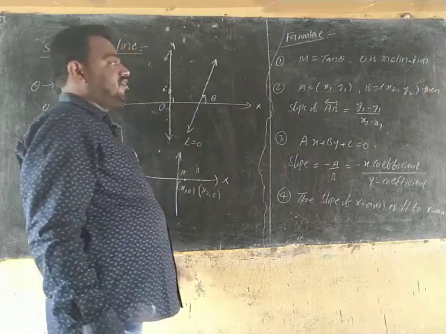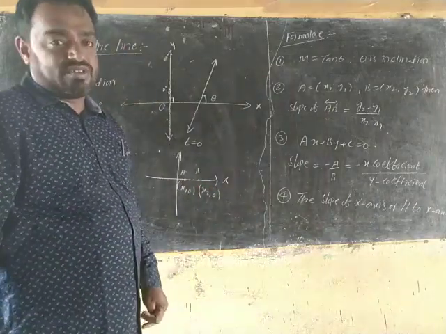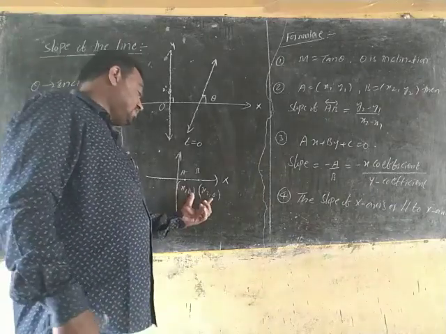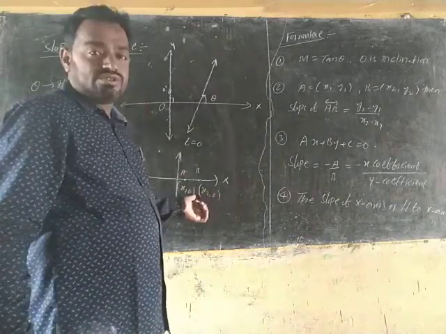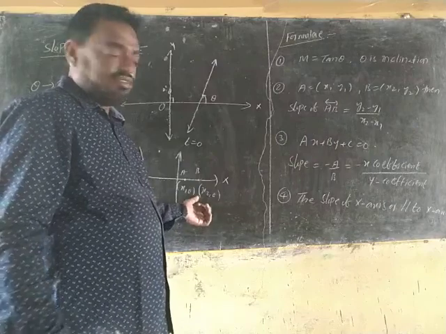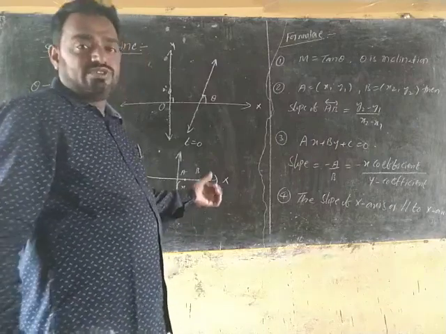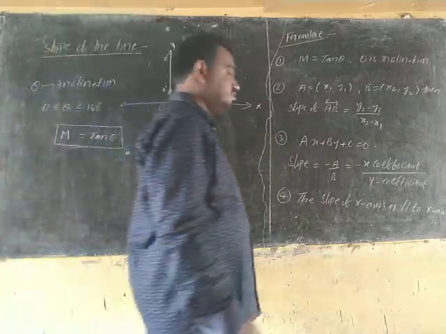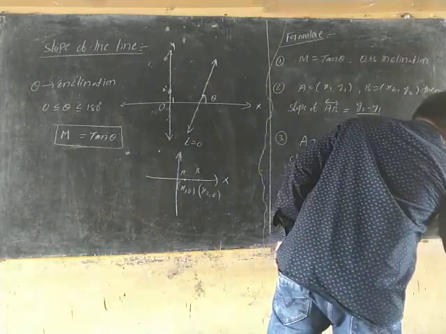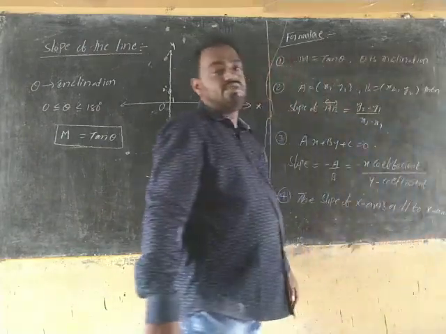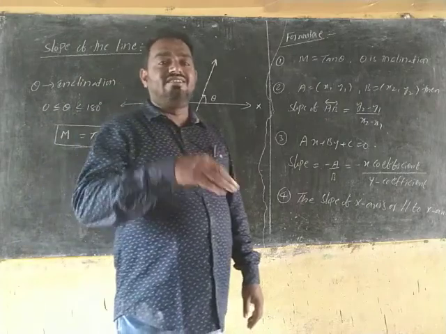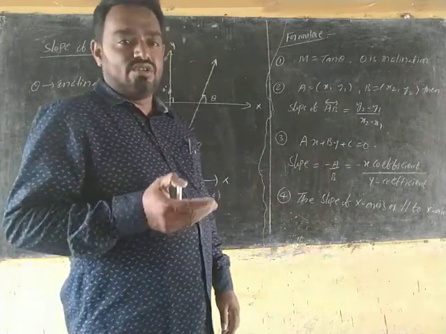What is the definition of the slope? The difference between the y coordinates by the difference between the x coordinates. The difference between the y coordinates, both are zeros only. 0 minus 0, 0 by x2 minus x1. 0 by something is 0. So the slope of the x-axis equals 0. The slope of a line parallel to the x-axis is 0.